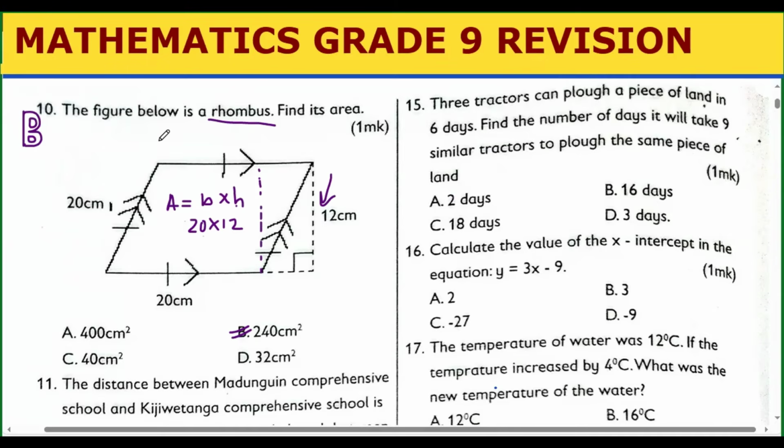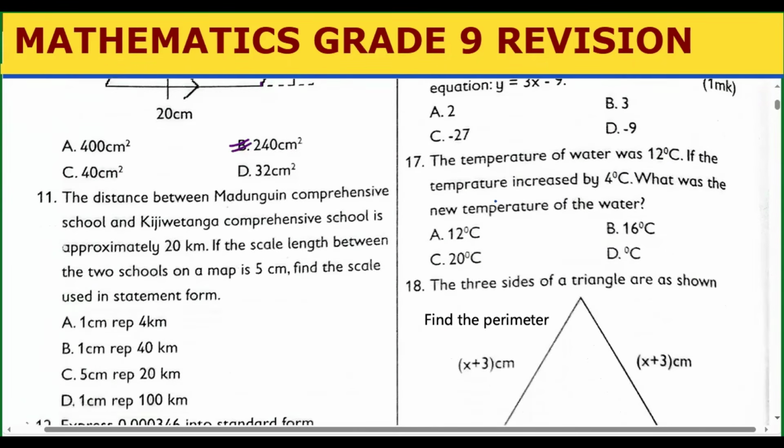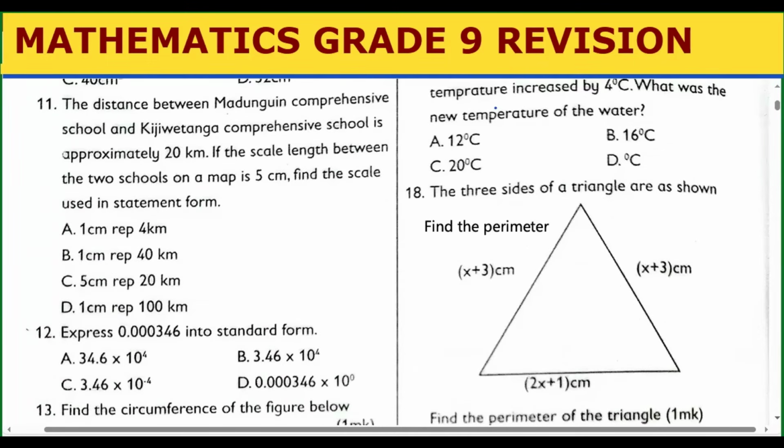We're going to go to number 11. So how will we do number 11? Number 11 has a story. Let's read number 11 and 12. The distance between Maduguini Comprehensive School and Kijiwetanga Comprehensive School is approximately 20 kilometers. If the scale length between the two schools on a map is 5 centimeters, find the scale used in statement form. Do you remember the types of scales in social studies?